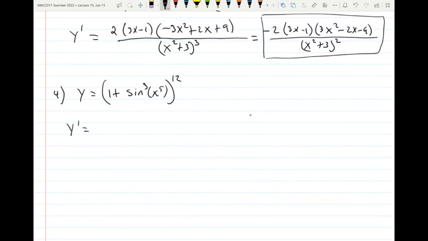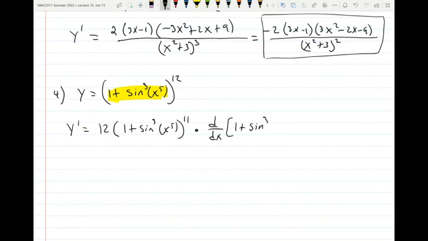So y prime is 12 times this stuff to the 11, right? But then remember, times the derivative of this, right? Which is the thing that's being raised to the 12th power. So times the derivative of 1 plus sine cubed of x to the 5. That's the first step. You okay with this?